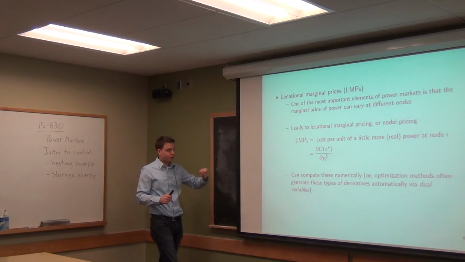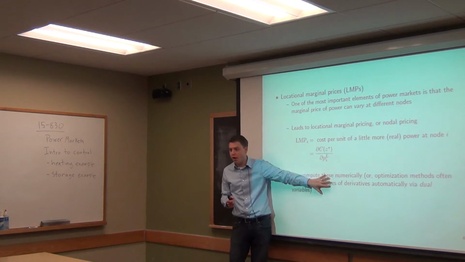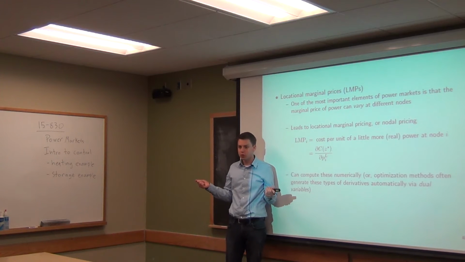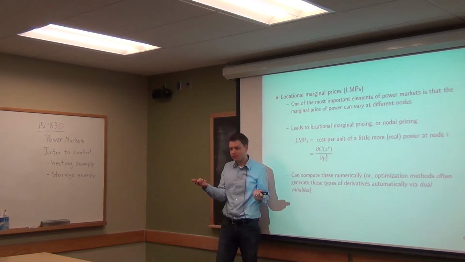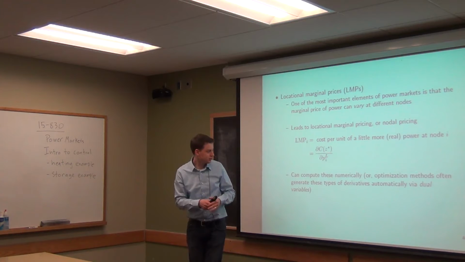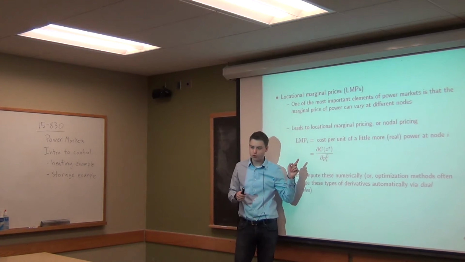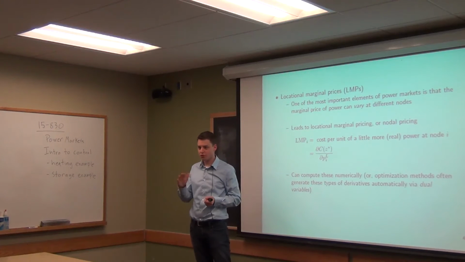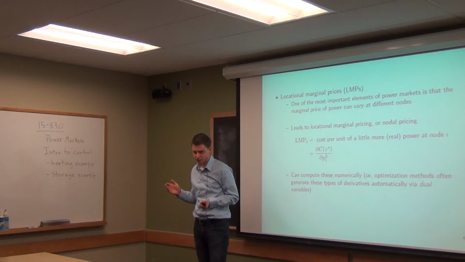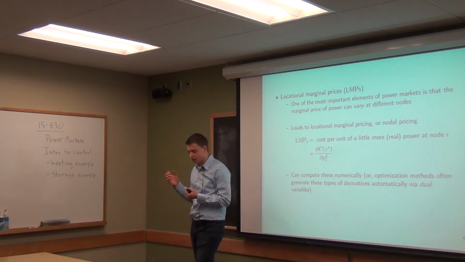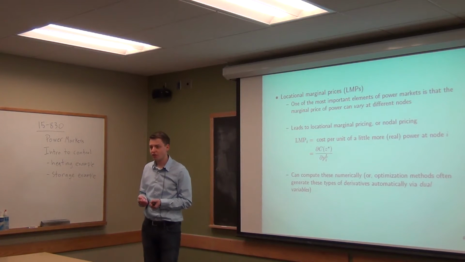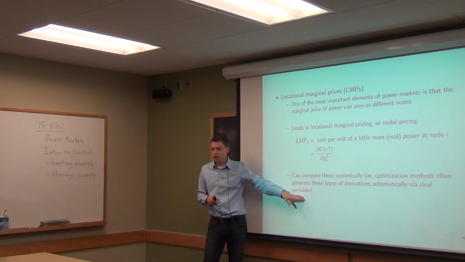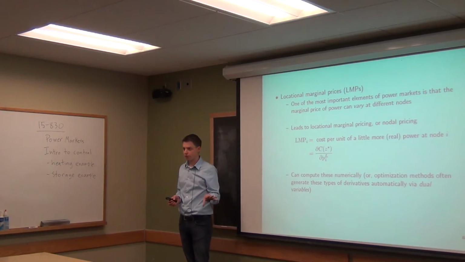And so to actually compute these things, well, we could just compute it numerically, right? We have an optimization problem. We could just go ahead and add a little bit to our loads, see how this changes the cost, and then compute the derivative numerically. It also turns out that a lot of the time you can actually compute all these things automatically using what are called dual variables in the optimization problem.